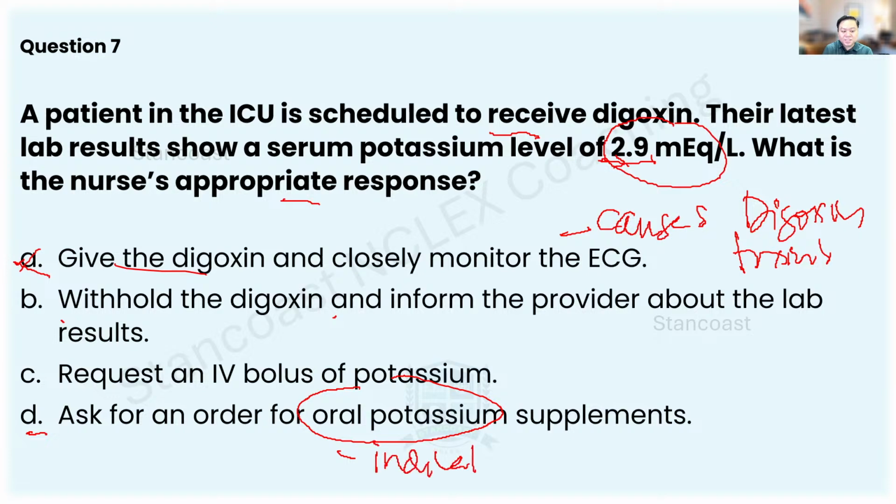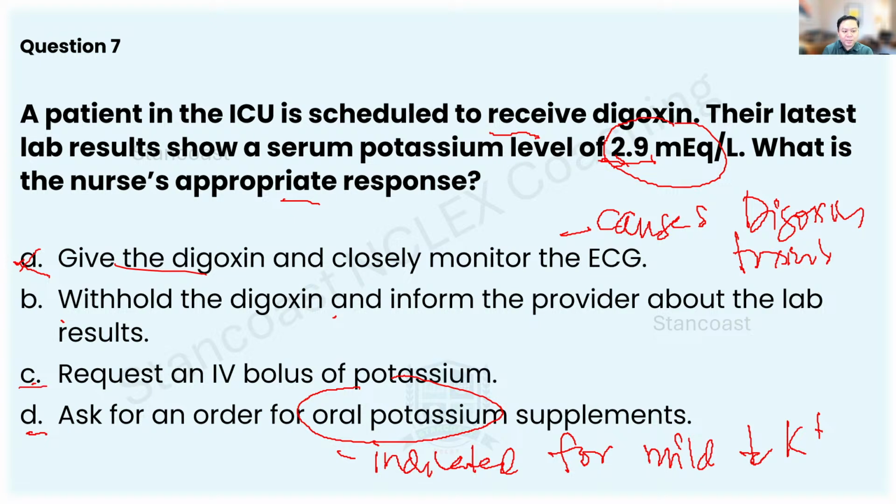Oral potassium is indicated for mild hypokalemia. Maybe 3.4, 3.3, 3.2, anything not below 3. Oral potassium chloride will not be appropriate to re-establish the normal potassium. It won't be able to restore it in that specific time frame.